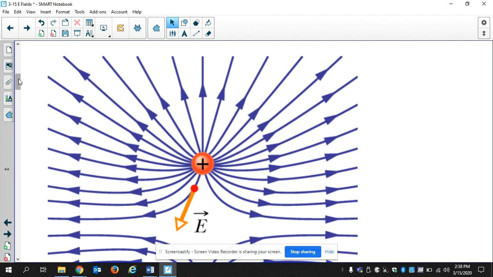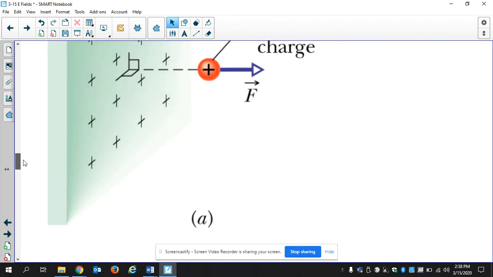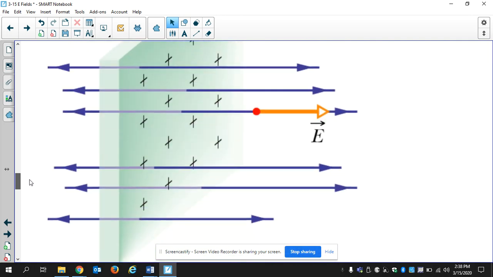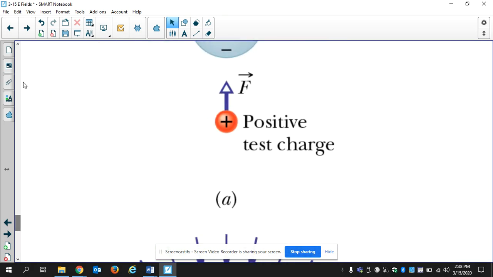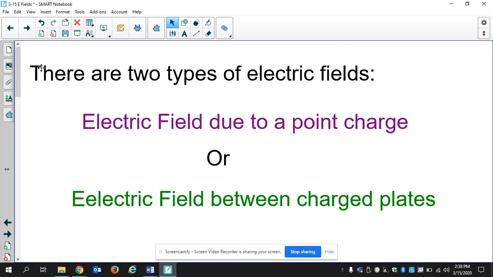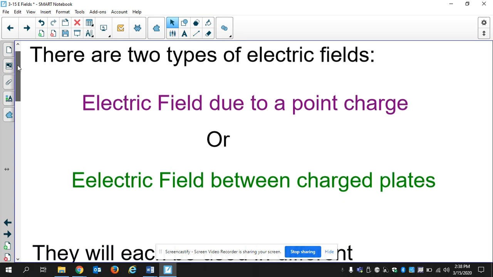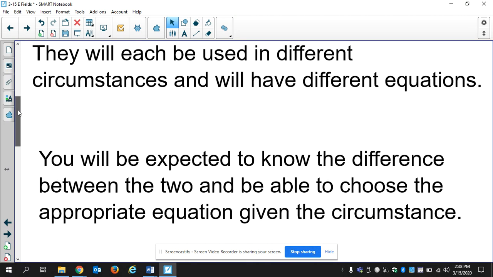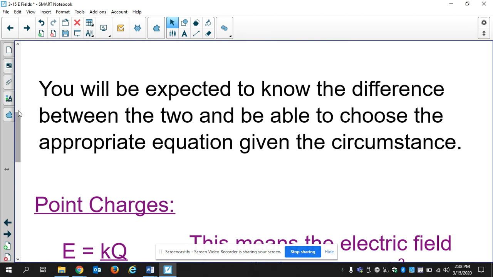And then there's some pretty pictures that we had seen. Here are charges moving away from plates. Plates have constant electric fields, but we'll get to that coming up. So here's what you need to know. Basically, there's going to be two types of electric fields: the electric field due to a point charge and the electric field due to what is created between charged plates. You're going to be expected to know the difference, and you're going to be expected to be able to use them both properly.